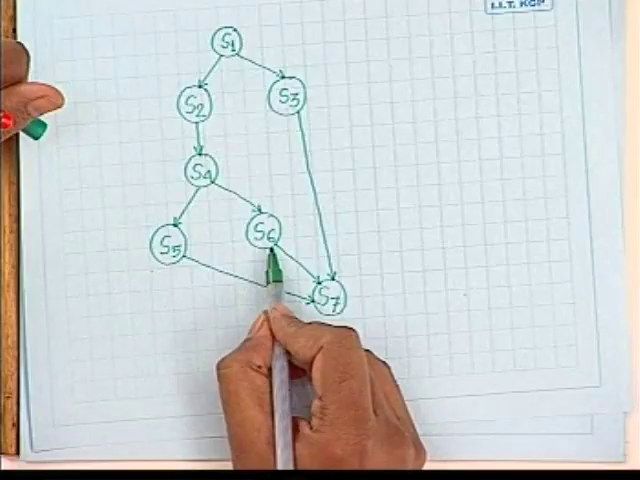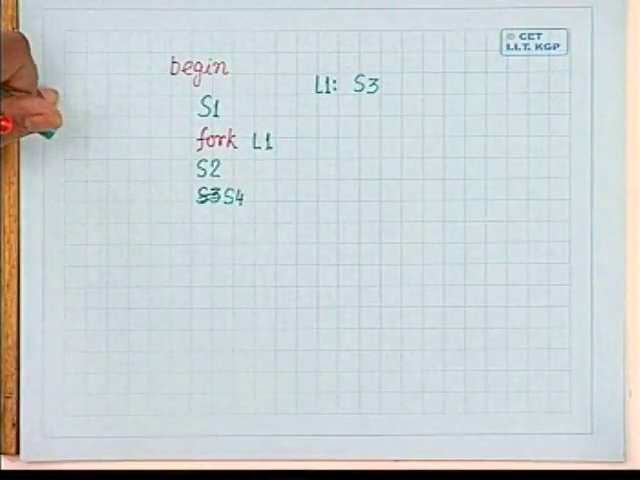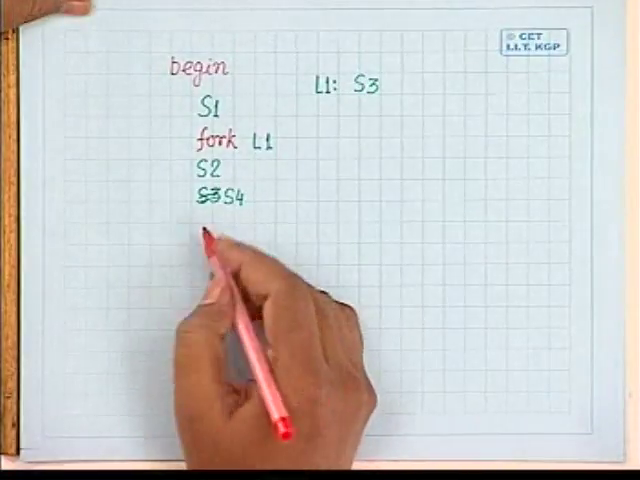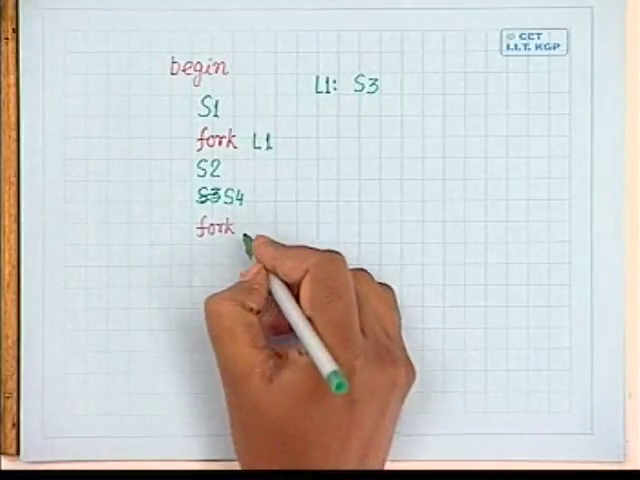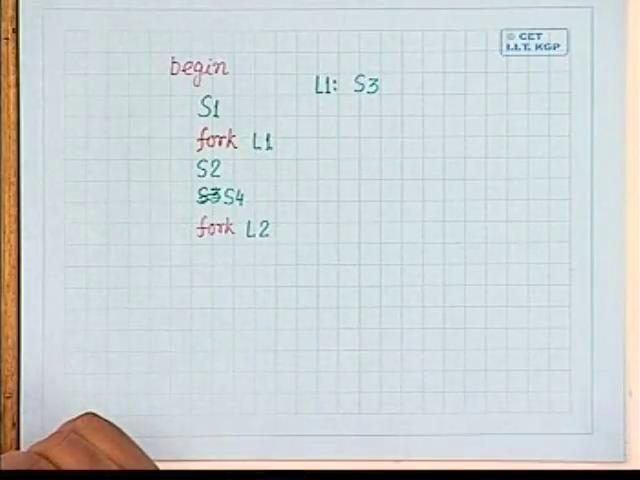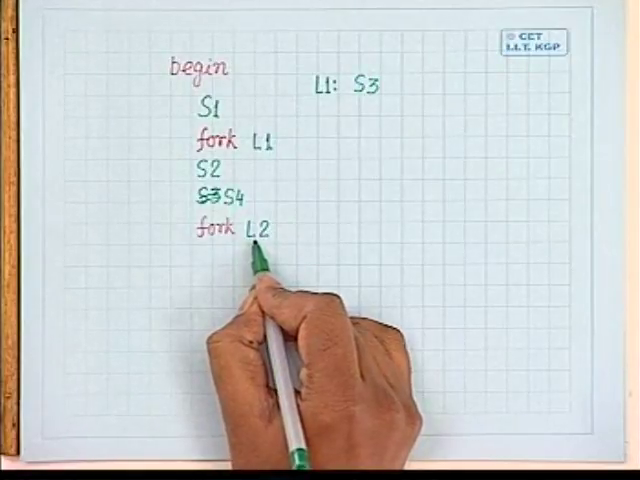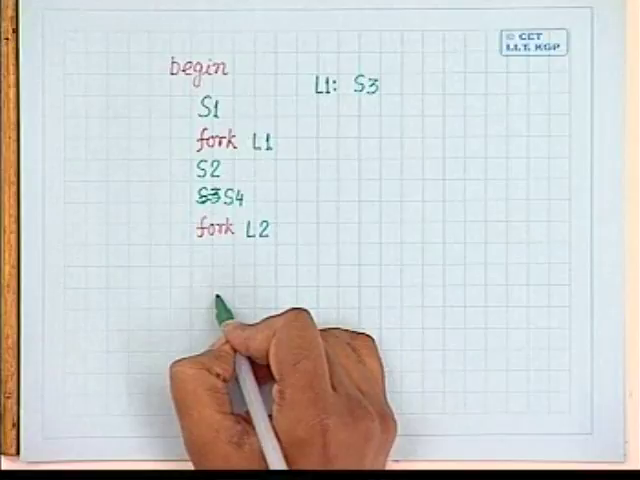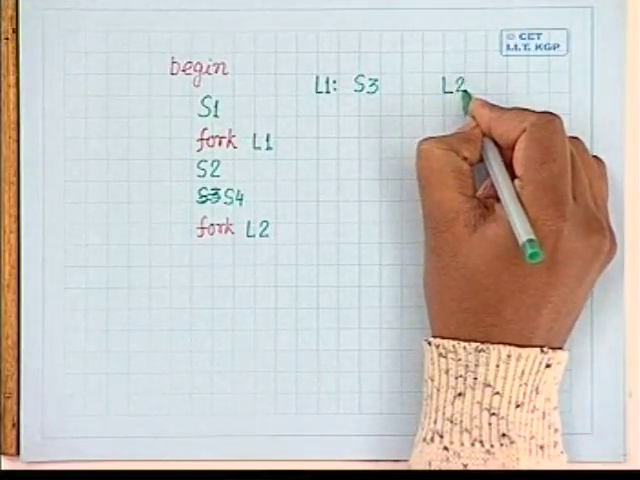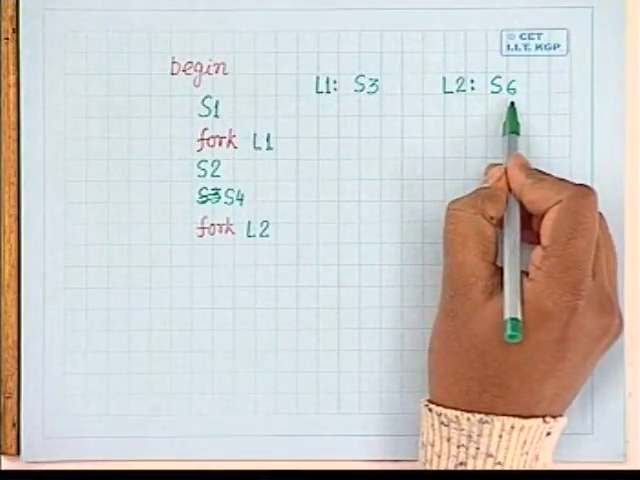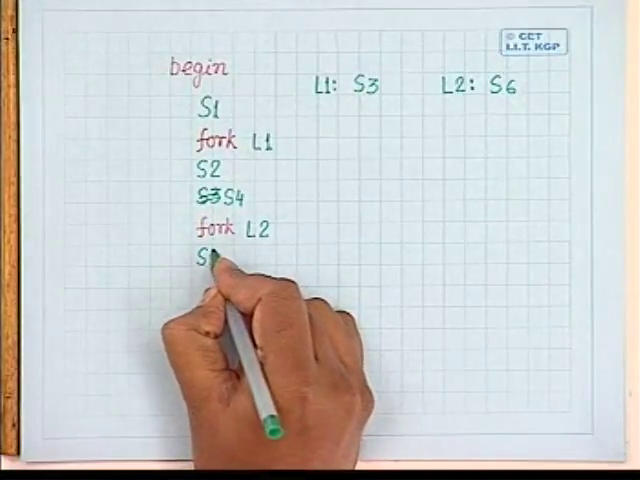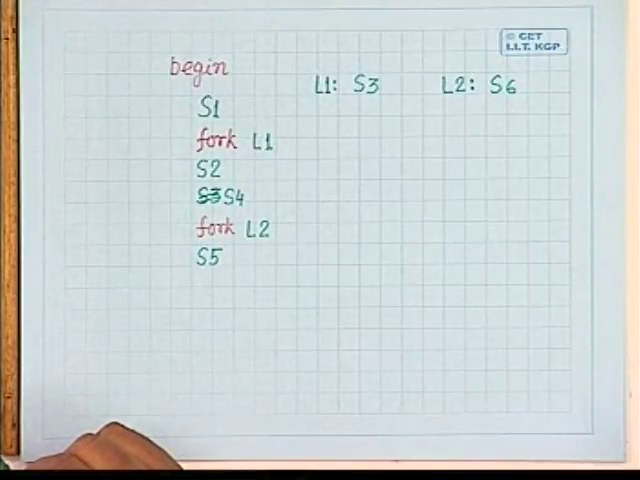After S4, again I can have two processes. One process will execute S5, the other process will execute S6. So again, I have to make use of a fork statement with a label. I'll put another fork statement, fork with label L2. Again, it creates two processes. One process starts execution at label L2, and the other process continues with the statement following this fork statement. So I have label L2 with statement S6, it may be either S5 or S6, that doesn't matter, and S5 to be executed by the same process.